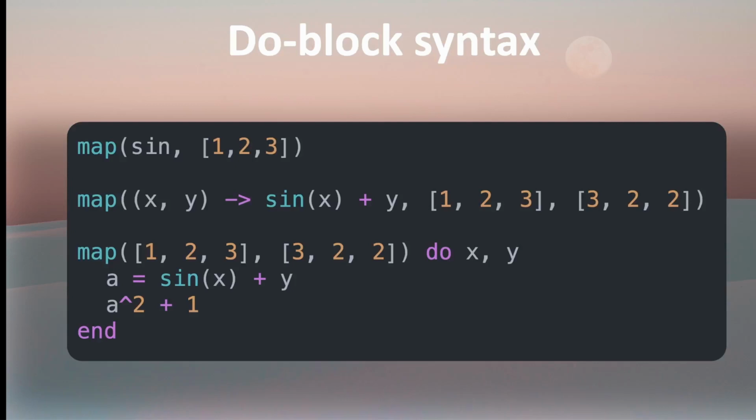The do block syntax can be applied to any function that takes a function as its first argument. And instead of providing an anonymous function as the first argument, we provide the argument values still inside the function call, here 1, 2, 3 and 3, 2, 2, and use a do block to provide the anonymous function arguments, here we have x and y, followed by the actual code of the function between the do and end keywords. This way, the code is more readable.